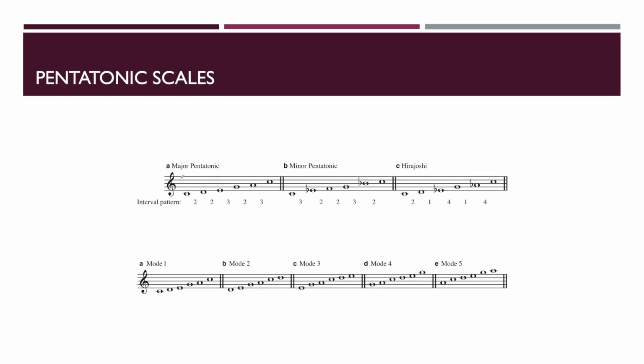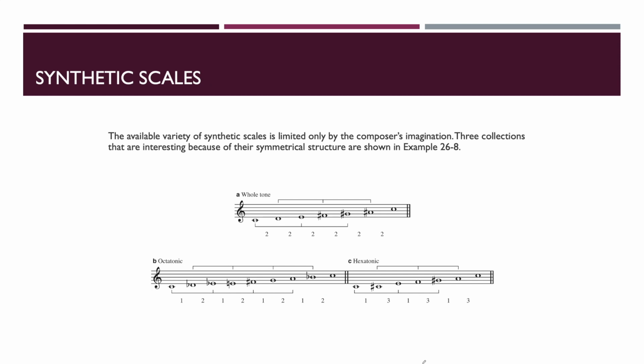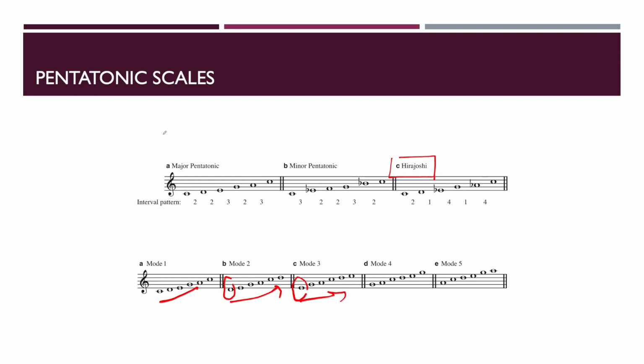There are some types of pentatonic scales: major pentatonic, minor pentatonic, hirayoshi. The names are not standardized. You may see the same scale with another name in another book. Those are from Koska. Then the inversions of the scale, beginning with C and then beginning with D, central point. And then there are also synthetic scales. Pentatonic scale is not a synthetic scale because it is a diatonic scale.